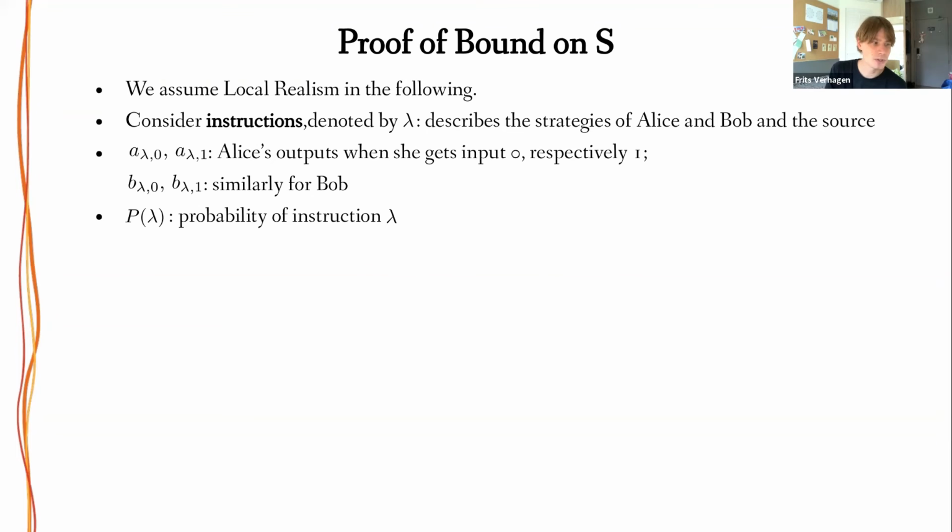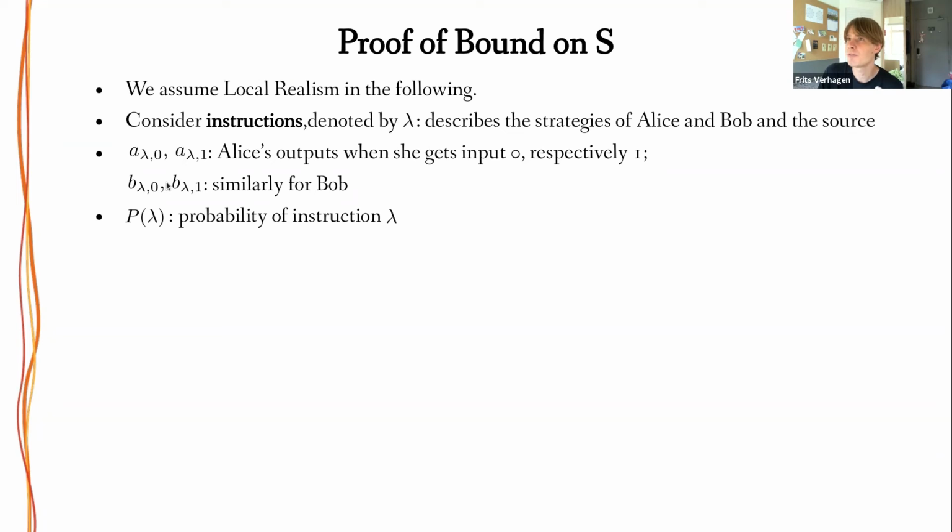So actually an instruction is just a list of 4 numbers. It tells you what Alice and Bob will output when they get a certain input. So Alice has 2 numbers, which we call A lambda 0, A lambda 1, which is her output when the input is 0 or the input is 1. And we have the same thing for Bob.